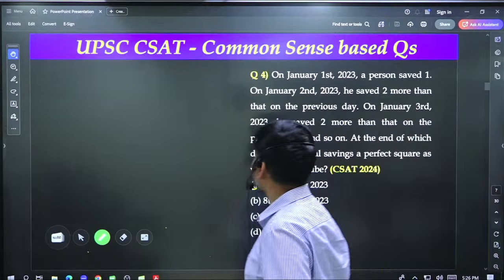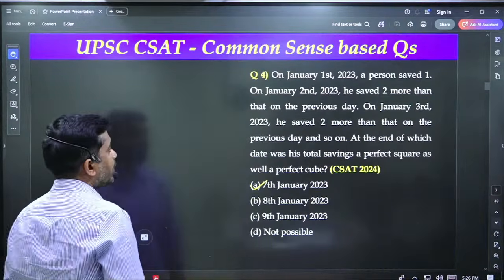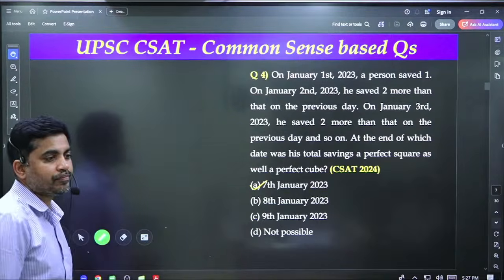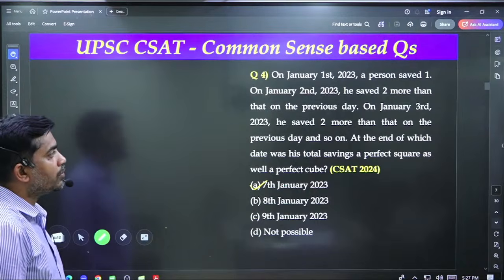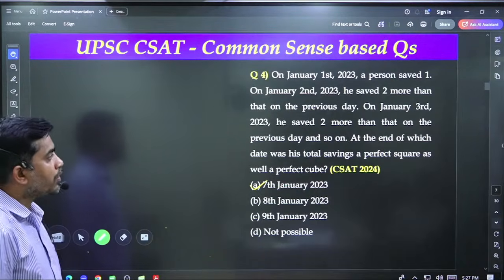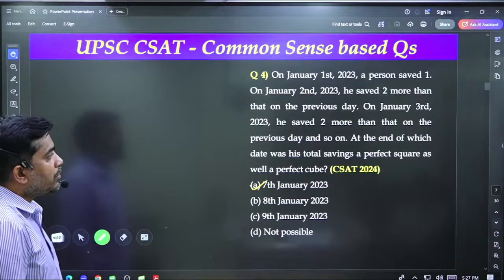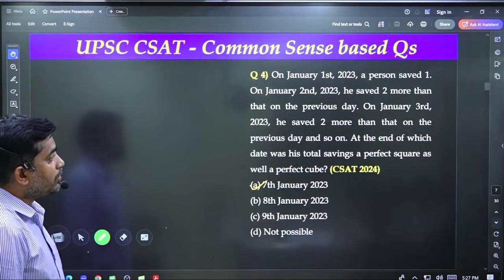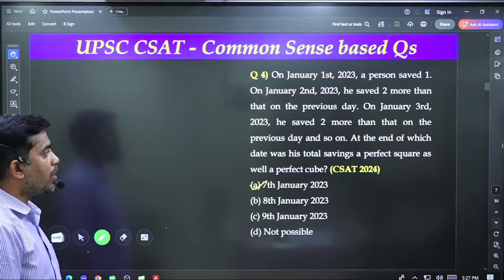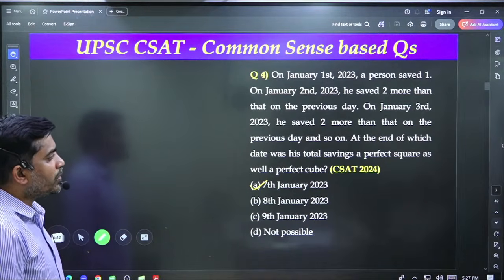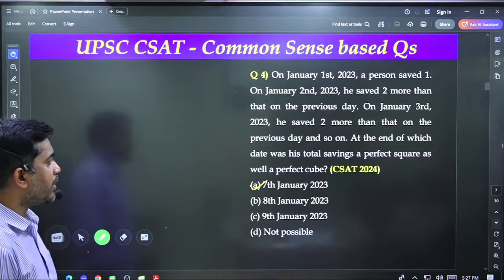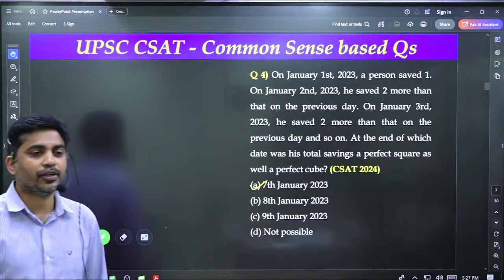On January 1st, 2023, a person saved 1 rupee. On the second day, he saved 2 rupees more than the previous day. On January 3rd, 2 rupees more than the previous day, and so on. At the end of which date was his total savings a perfect square as well as a perfect cube?